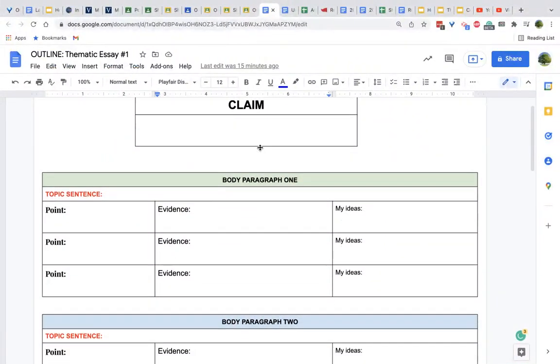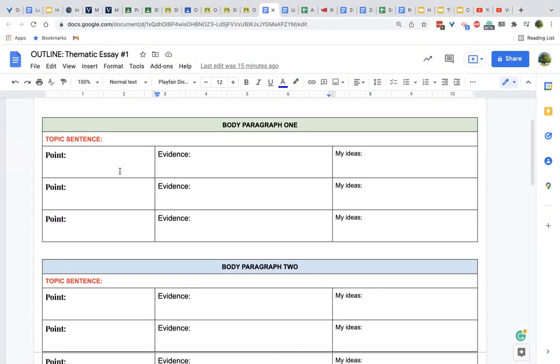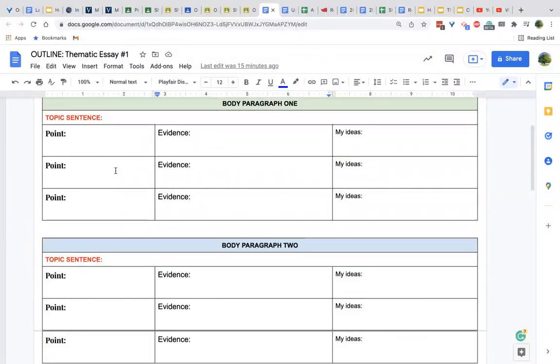You'll have your claim at the top, and for each body paragraph, you're going to need to put in a topic sentence. And then you're going to think about the specific points that you can prove. 2 or 3 points is enough to support that topic sentence. And just like in your position paper, you're going to need evidence. In this case, all the evidence is going to be right from the story itself. So you'll be pulling out passages from the story.